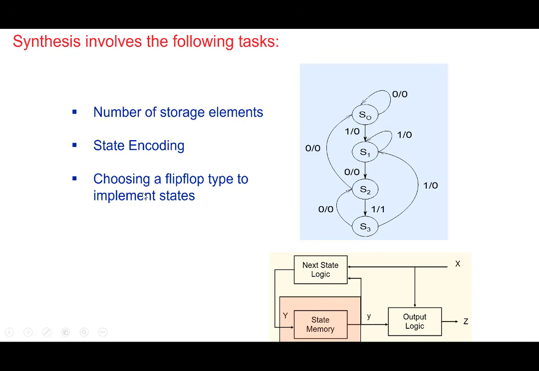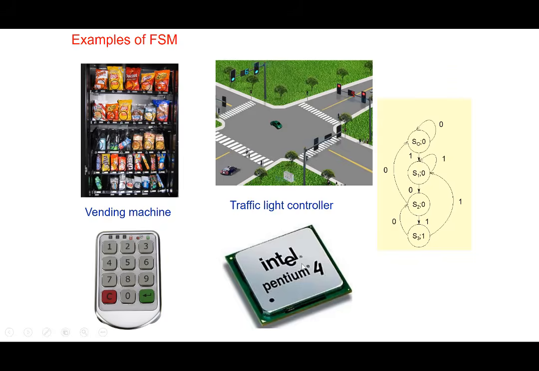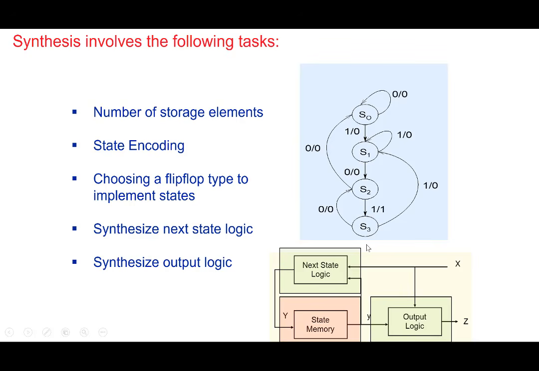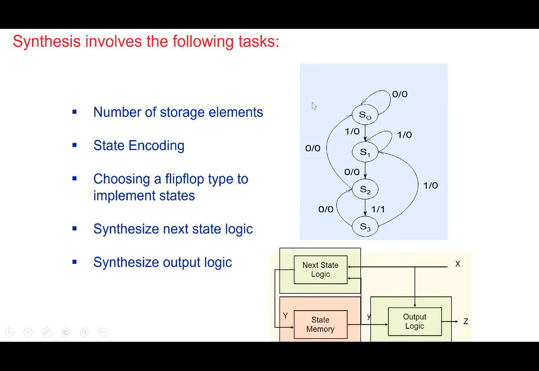Then after that, you have to choose a particular flip-flop type, D flip-flop, JK flip-flop, or T flip-flop, whichever one is prescribed. So use that particular flip-flop. And then you design the next state logic, and then synthesize the output logic here through the state transition diagram and state transition table. And all this is what is called a finite state machine.